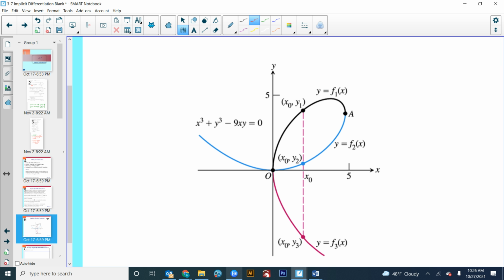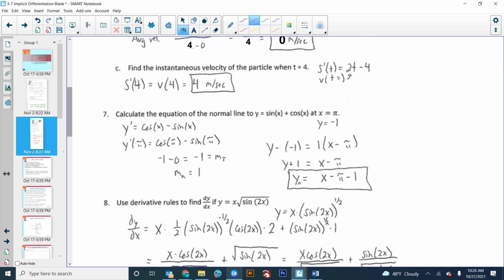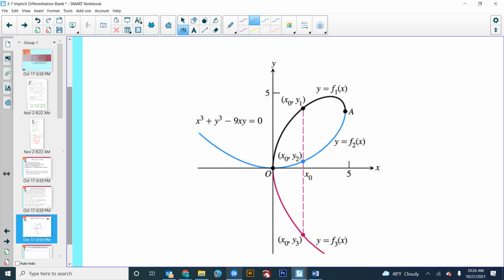Does that make sense? On the worksheet, when I wanted to find the slope on this graph, all I had to do is plug an x into the derivative and get the slope. And then how did I find the y? I plugged the x into the original to get the y. There's only one output. If it's a relation, you may have different outputs for the same input. And in this scenario, this is another one of those cases where you cannot solve for y on this graph.